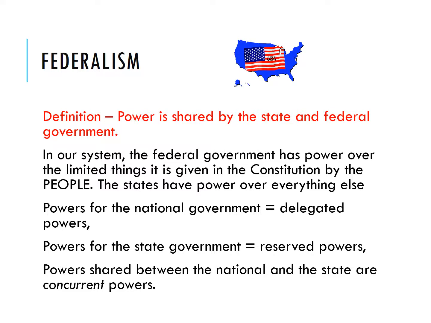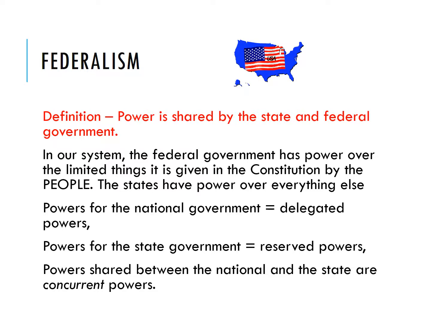Okay, so powers for the national government are delegated powers. That means that we delegate, we give the federal government certain powers. And why do we do that? Because if we had no federal government and each state got to make its own rules about everything, that wouldn't work. We would all have a different money system and we would all be fighting about one state trading with another state and how much they should charge for taxes. And then what about war? If we had to go to war, how would we organize all that?